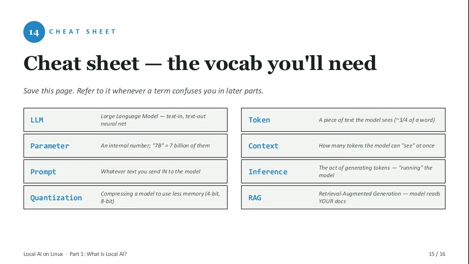Before we close out, here's a cheat sheet worth bookmarking. You've got the 8 terms that'll carry you through the rest of the series: LLM, parameter, prompt, quantization, token, context, inference, and RAG. Don't worry about memorizing them now. Just know this page exists. Whenever a term trips you up in a later part, come back here and the definition will be waiting.